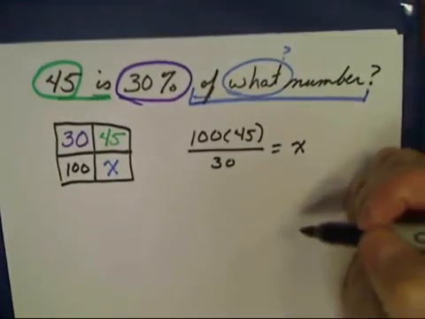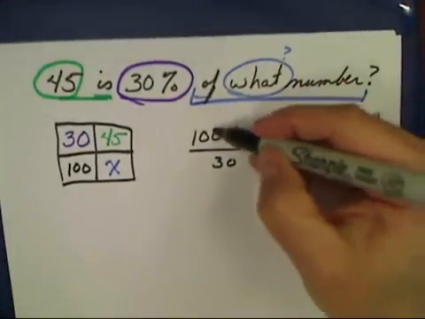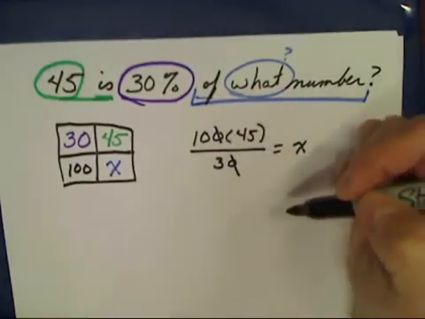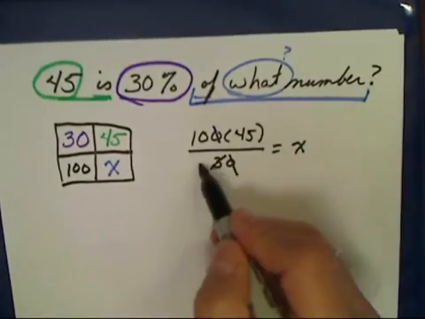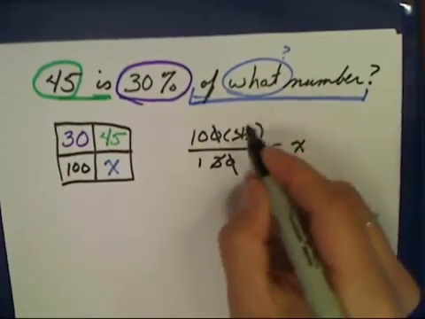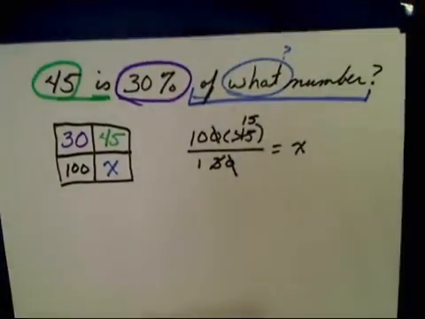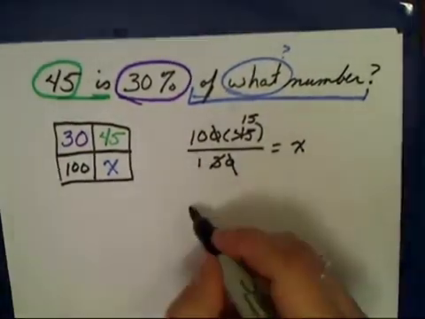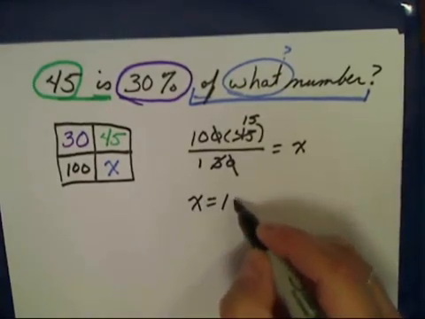Well, let's see. Once again, I think we can do some reducing here. Ends in a 0, ends in a 0. 3 goes into 3 once. 3 goes into 45 15 times. We're left with 10 times 15, so x is equal to 150.